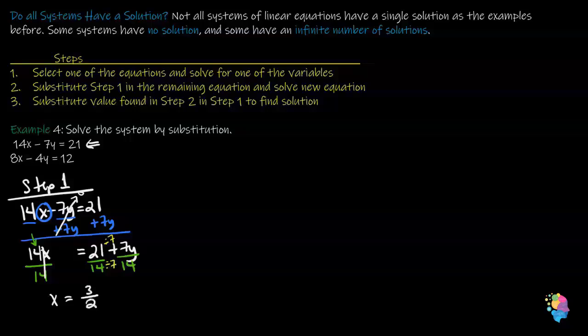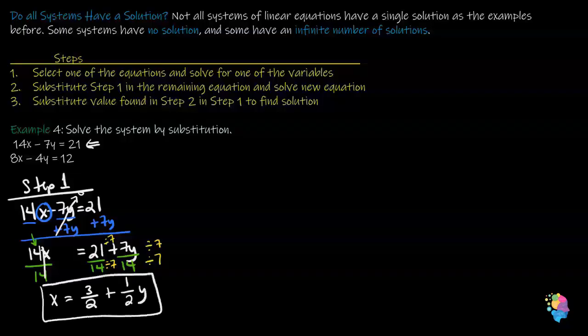And then the next term, I cannot divide 7 by 14 evenly, but again, they can both be simplified by 7. So 7 divided by 7 will be 1, and 14 divided by 7 will be 2. Don't lose the plus and the y, and we have completed step 1. Let's move to step 2.